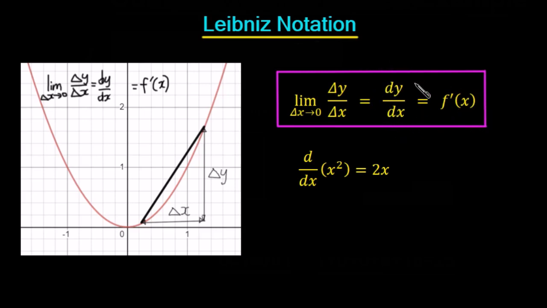Now this is a preferred method of writing out the derivative, because it reminds us that what we're doing is taking the limit of a ratio. So we've got a ratio here, but it's the limit of a ratio which gives us the dy by dx. So here's an example of how we use it. If we wanted to find the derivative of x squared, we could write d by dx of x squared equals 2x. So that's all there is for this video.